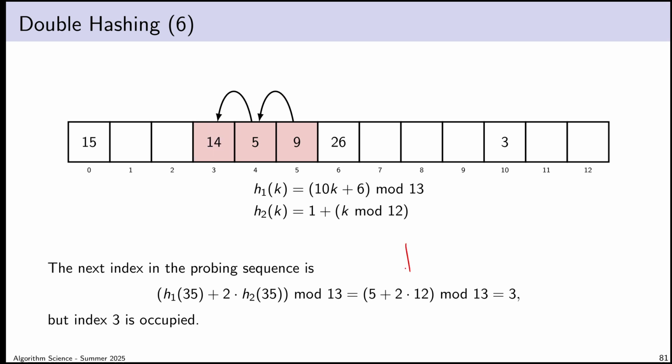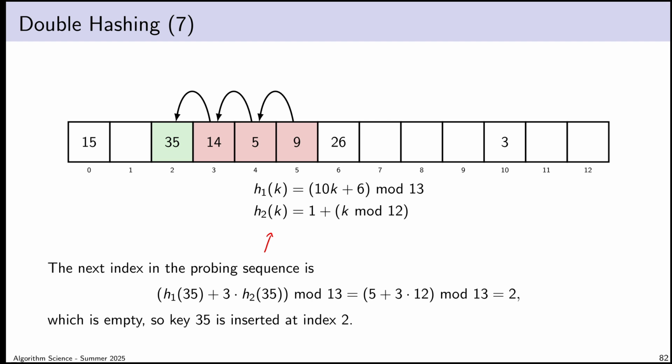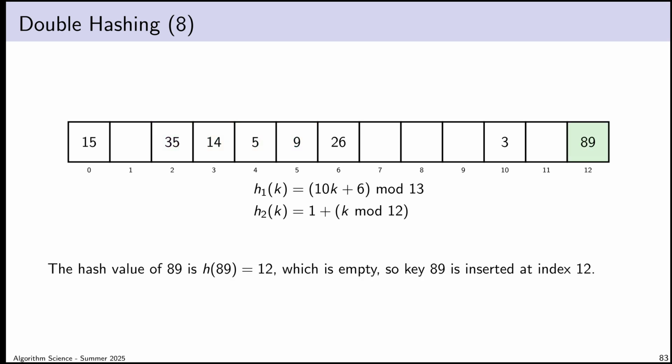Now I try 2 times H2. H2 again evaluates to 12, or mod 13, that's equivalent to -1, and I try index 3. Too bad, index 3 is also full. And then I insert 35 here. Well, that was bad luck. But we know with hash functions we sometimes have bad luck. Sometimes we have collisions. Sometimes the hash function that we use just produces an output that doesn't really work very well for our purposes. On the other hand, I'll insert 89, that's a freebie.